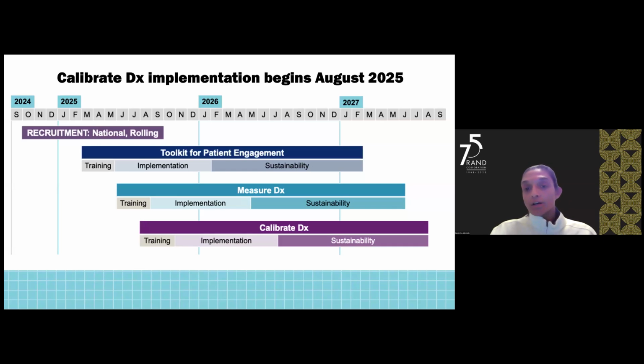We will start with a training period where training is open to clinicians who want to learn how to use Calibrate, followed by the implementation period and then the sustainability period. We are planning to begin our rollout with Toolkit for patient engagement. That's upcoming this March, and then MeasureDx in June, and then again Calibrate at the end in August of 2025.